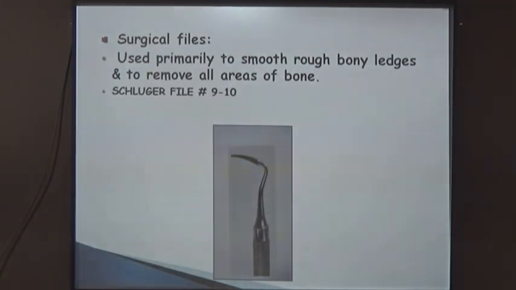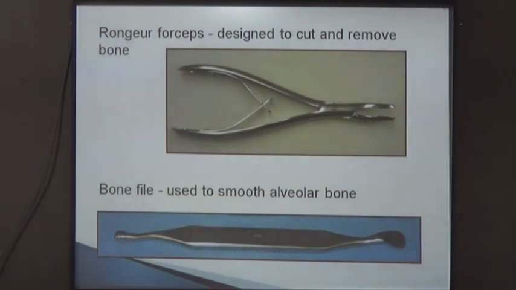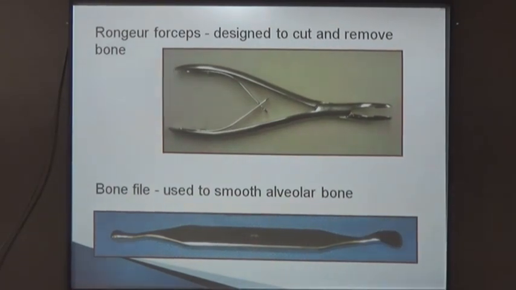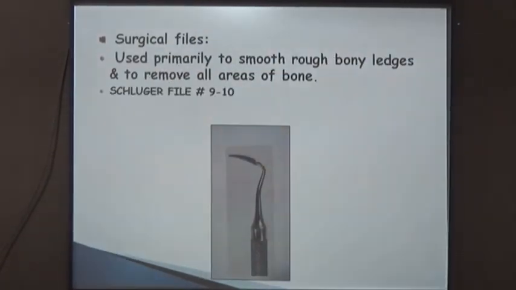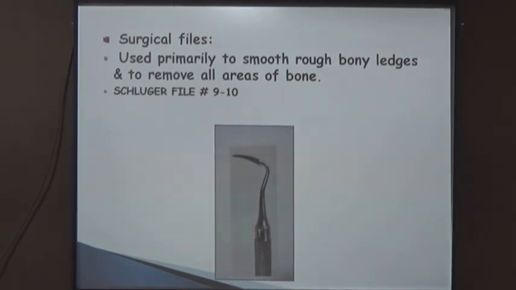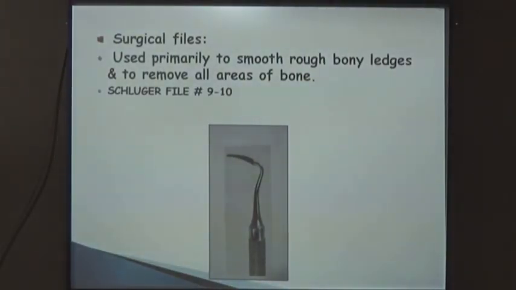This is a surgical file used primarily to smooth rough bony ledges and to remove all areas of bone, that is Sugarman's file. See the file? You shouldn't get confused between this file and the one more file I first showed you. Bone file, see this bone file, this is only smoothening. You should know the difference. This is only smoothening, whereas this file removes the rough bony ledges to remove all areas of the bone. Okay, see the file how it is. Sugarman's file 9 and 10 is the usual number.